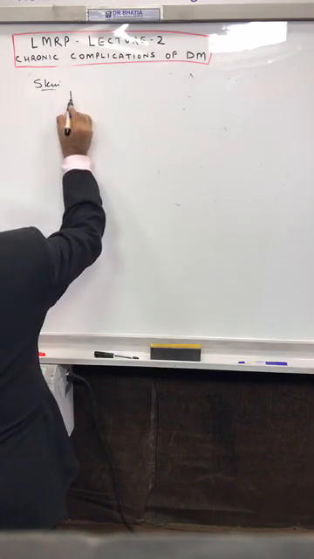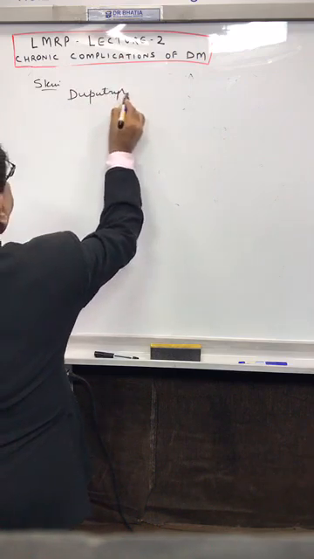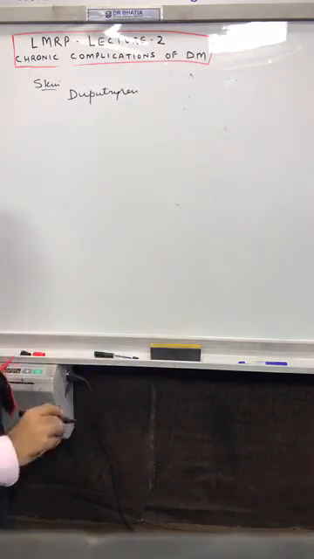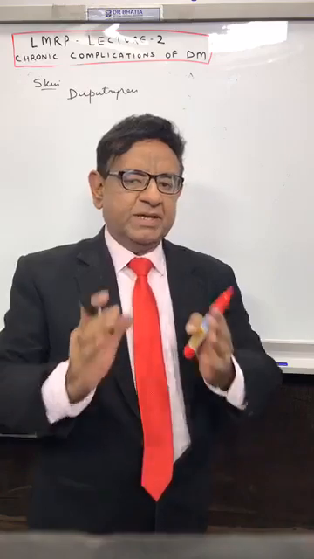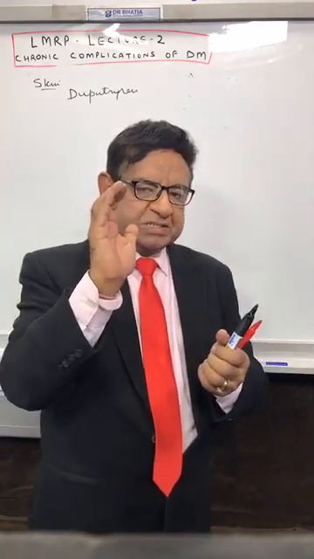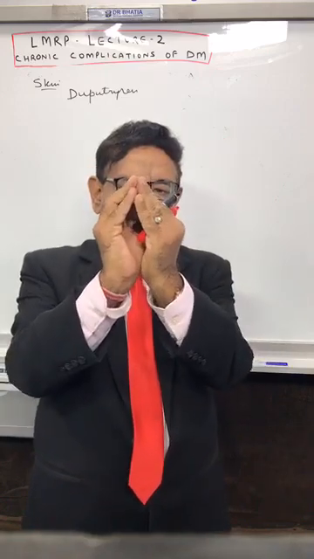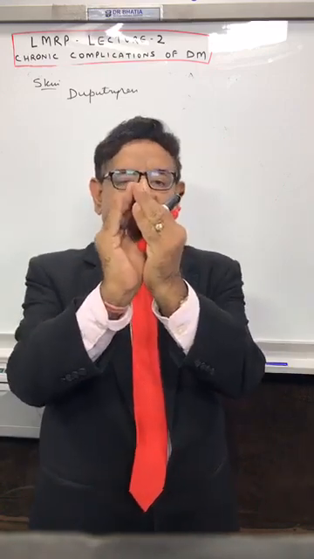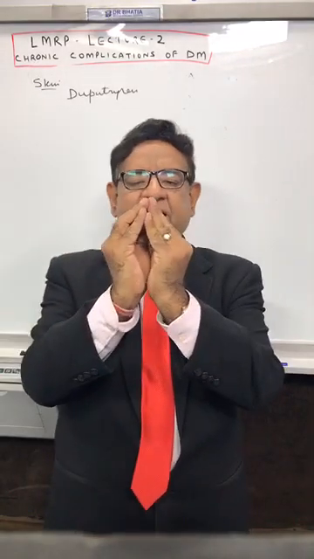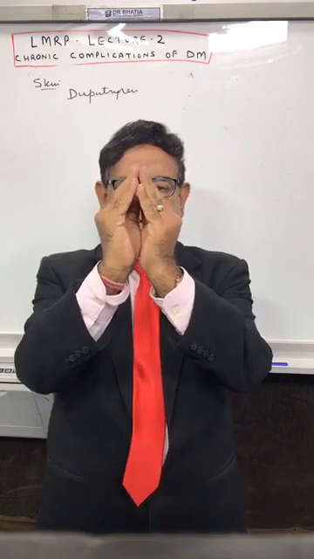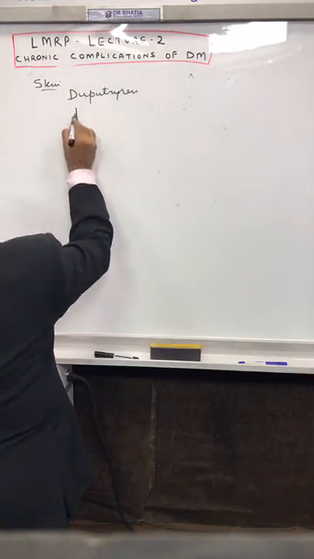Now, what can happen in the skin? In the skin, Dupuytren contracture. Contractures are common in these patients. All the flexor tendons may go into contracture, so what you get is the prayer sign. Prayer sign is like this. The flexor tendons have gone into contracture, so the hand becomes like this. The so-called prayer sign is seen in diabetes.